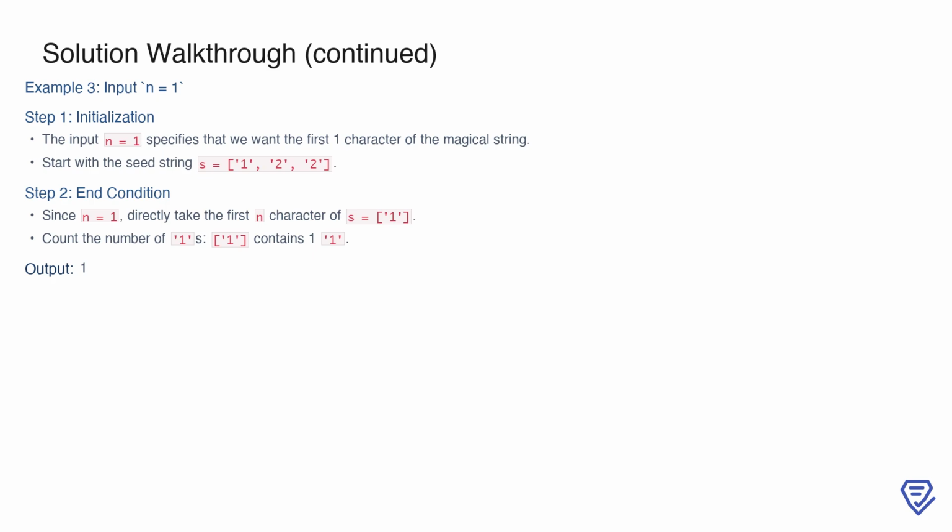Starting with the seed string s equals 1, 2, 2, we directly take the first n characters, which is 1. To determine the output, we count the number of 1s in the sequence. The string 1 contains 1 occurrence of 1. Therefore, the output for this example is 1. This concludes our walkthrough of the solution using these examples.